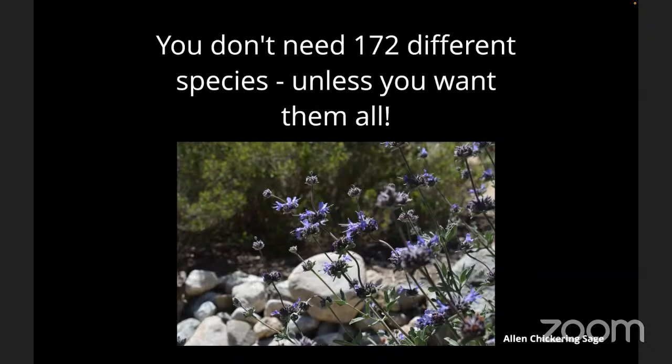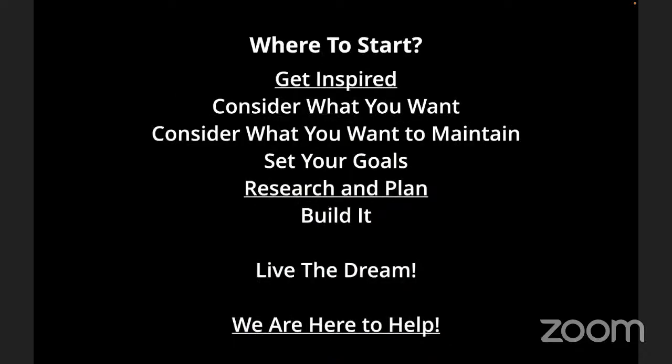That includes usually one or two tree choices, some shrub choices, ground covers, and you could have a beautiful yard or garden with, you know, five if you want, if you really want to keep it simple. So where do you start?